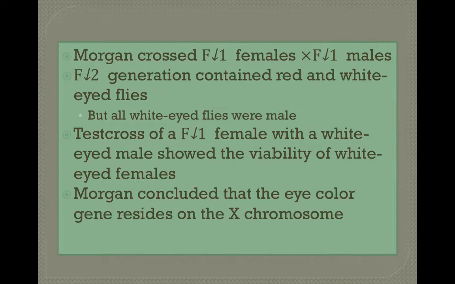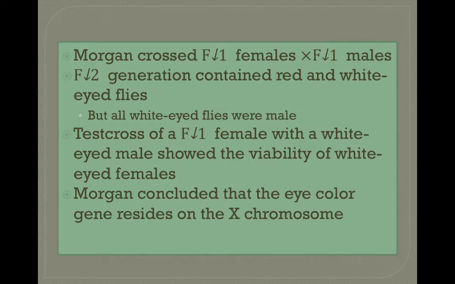Then, again, he did what Mendel did, and he took the F1 females and crossed them with the F1 males and looked at his F2 results. His F2 generation did get both red and white-eyed flies back again. Just like Mendel always got the recessive trait showing back up again, so did Morgan. However, it wasn't quite a 3-to-1 ratio. I think about 18% of them were white-eyed. But one important thing he noticed was that all the white-eyed flies were male. There weren't any white-eyed females.